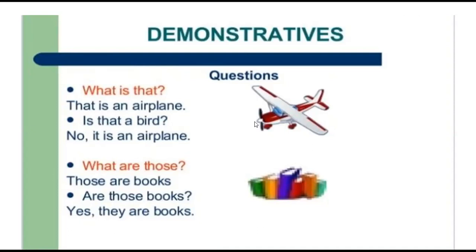What are those? They are plural. That's why the word "those" is used. Those are books. So let's turn it again into a question: Are those books? Yes, they are books. So the answer is positive, and before that, in a question, the answer was negative. These are some examples of demonstrative questions.